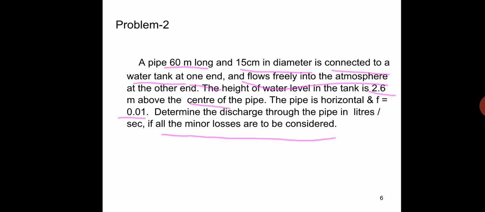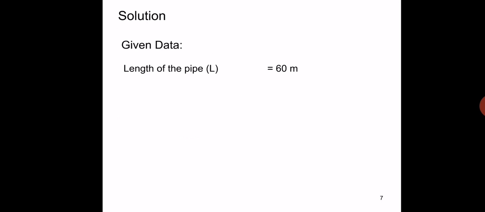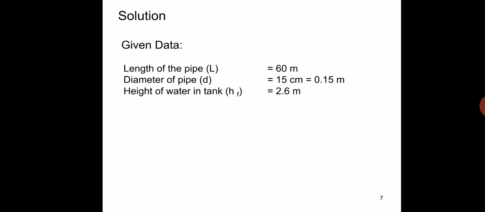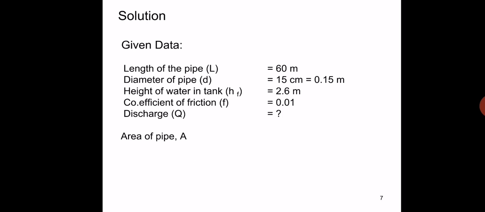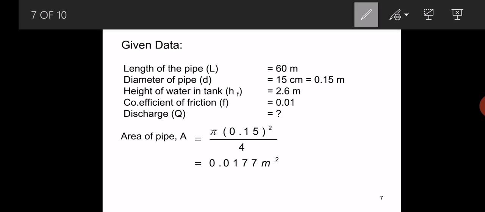Let's go for the solution here. First you have to write the given data. Length of the pipe is equal to 60 meters. Diameter of the pipe is equal to 15 centimeters. Height of water in the tank is equal to 2.6 meters. Coefficient of friction is equal to 0.01. We are asked Q is equal to how much? Area of the pipe: we know that the area of a circular cross section is pi by 4 d square. Here d is given as 15 centimeters, which should be converted into meters, so it becomes 0.15 meters. Substituting the d value, we get the area of the pipe as 0.0177 meters square.